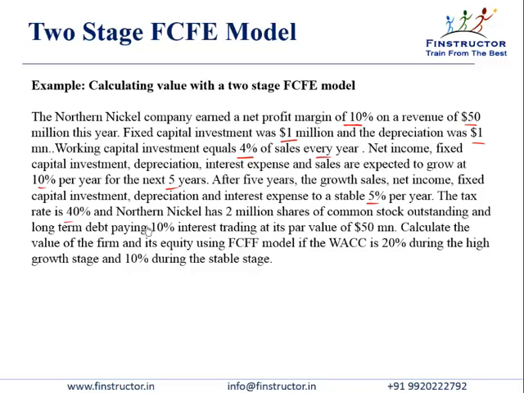The tax rate is 40% and Northern Nickel has 2 million shares of common stock outstanding. Long-term debt has an interest of 10% and the par value is $50 million. Calculate the value of the firm and its equity using free cash flow to firm model if the WACC is 20% during the high growth stage and 10% during the stable stage.